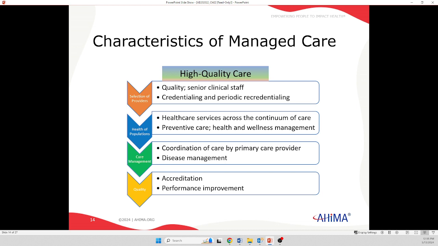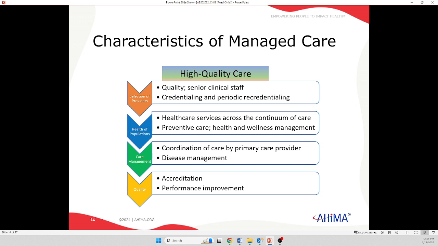Number 2, the health of the population. So they're looking at healthcare services across the continuum of care, the different settings, the type. Preventative care, they use something known as evidence-based clinical practice guidelines, where they look at guidelines for treatment. Health and wellness management, they're looking at smoking and drinking cessation. Are you staying healthy? Are you exercising? Are you eating like you should?